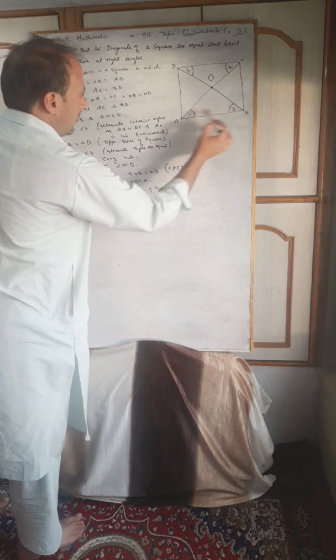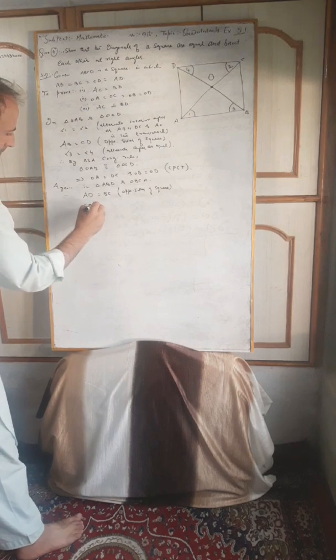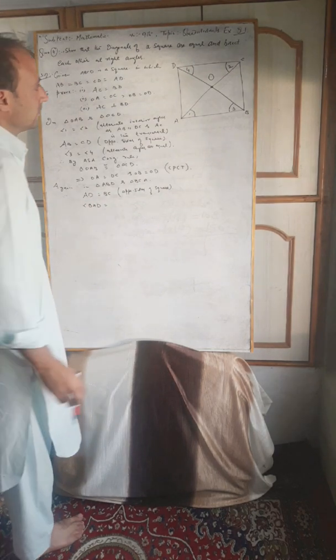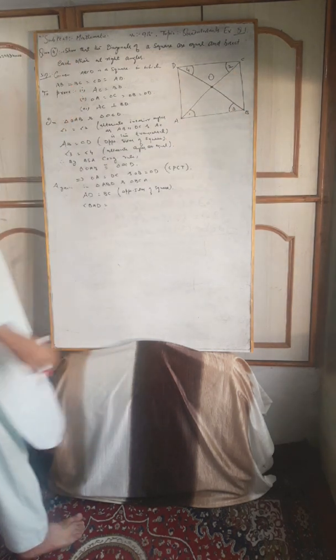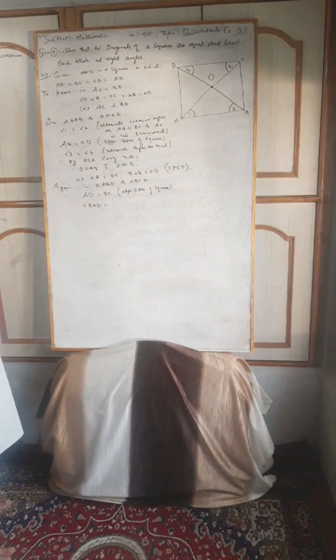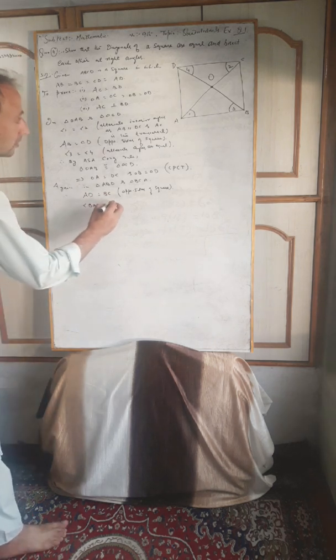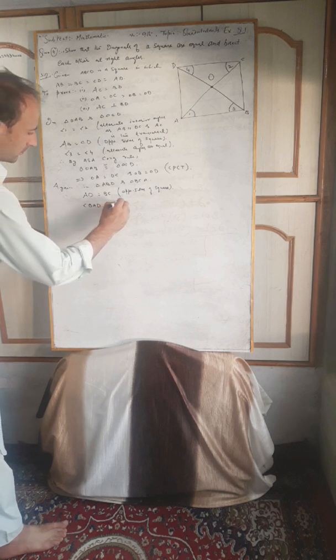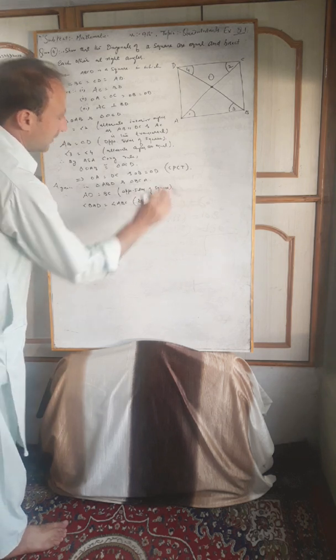Now, angle BAD is equal to 90 degrees, and angle ABC is also equal to 90 degrees because these are the angles of a square, and we know that each corner angle of a square is equal to 90 degrees. Angle BAD is equal to angle ABC, each is equal to 90 degrees.